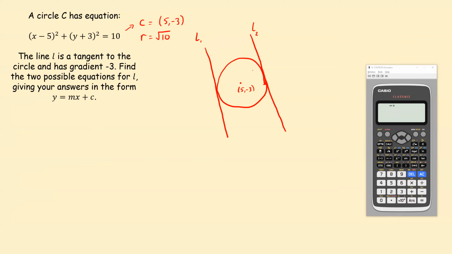Well, in order to find 2 lines, we need a gradient, which we've got. But we also need to know a point that it passes through. So we need a gradient and we need a point that it goes through. The easiest points for us to find that it goes through are the ones that are actually on the tangent, because we've got the information about the gradients, and we've got the circle itself to try and help us.